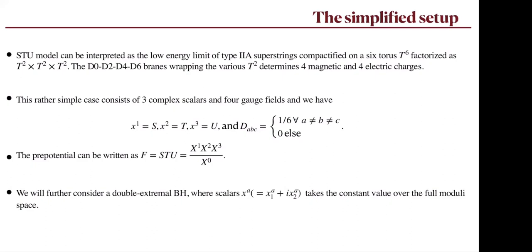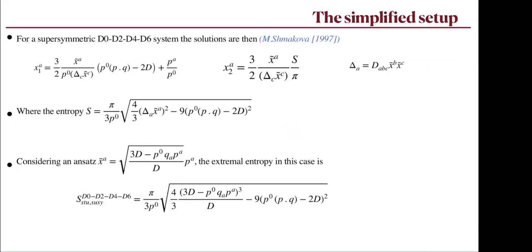Good. So in this situation, even without the double extremal black hole scenario that you can consider, what you can have is that, due to this paper, it's an old paper, 1997, you can see that these are the values that you can get. So x1, x2 are like the real part and imaginary part of the complex scalars.